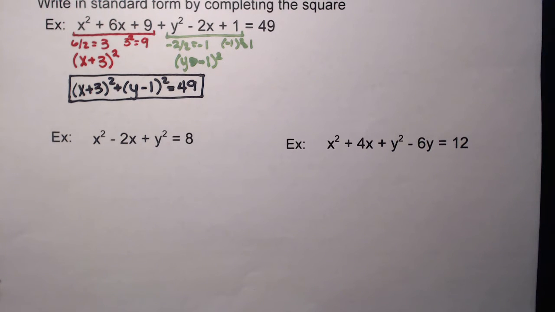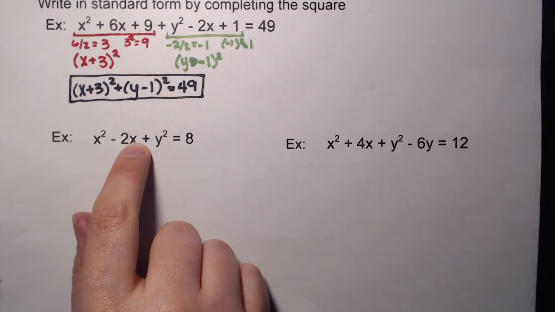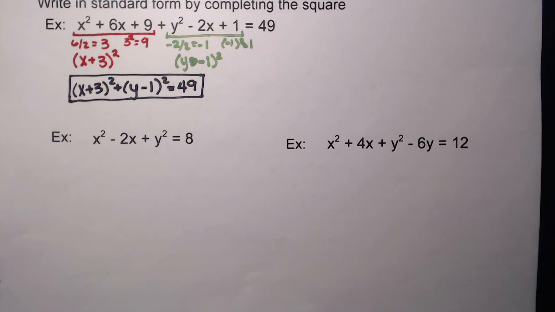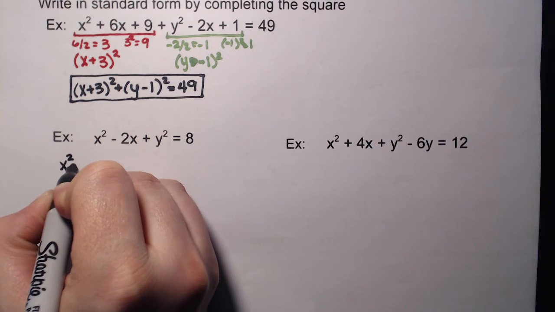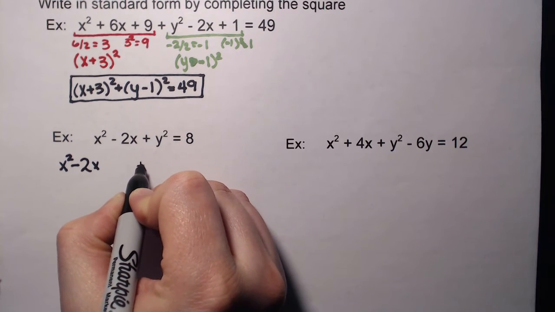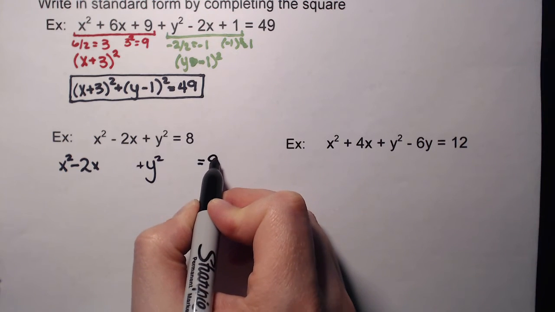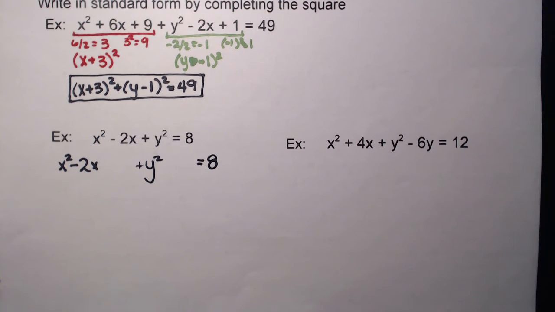If you don't have something grouped together, you're going to have to adjust. So on this one, I have x squared minus 2x. There's not a number here. That's okay. When I approach these problems, I write them like this. I put my x squared, then an x, and then I leave a space. And then y squared, y, which I don't have, leave a space.